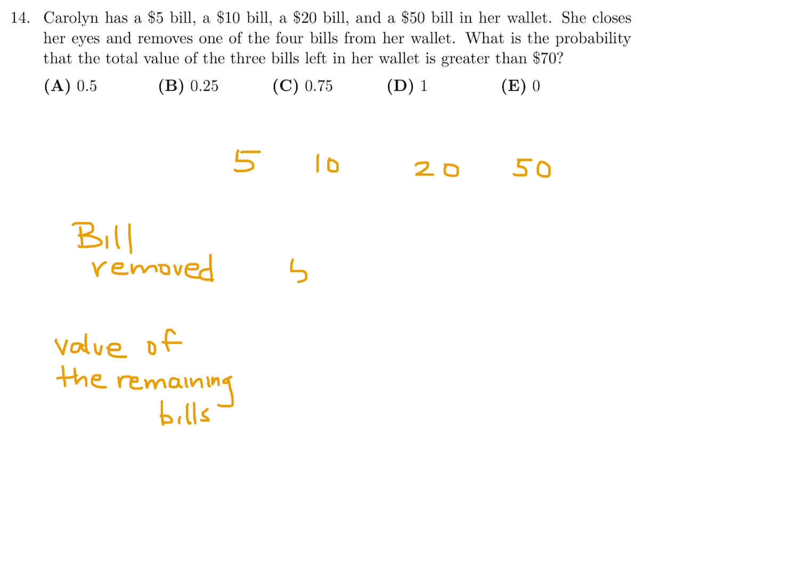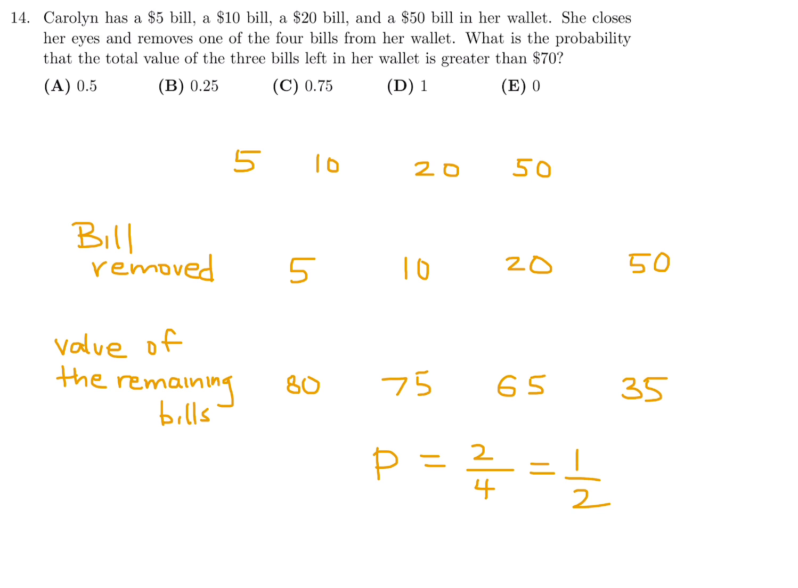If the bill removed is a 5, the remaining bills will add up to 80. If the bill removed was a 10, the remaining bills will add up to 75. If the bill removed was 20, the remaining bills will add up to 65. And if the bill removed was 50, the remaining bills will add up to 35. So obviously we have 4 scenarios. Of those scenarios, only 2 are greater than 70. So the probability is 2 over 4. And in lowest terms, of course, that is 1 over 2, which in decimal format is 0.5. So number 14, the answer is A.